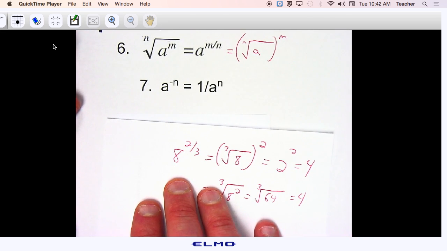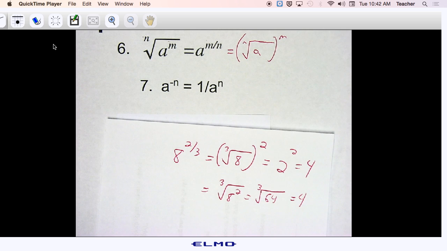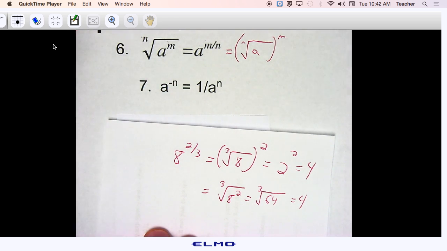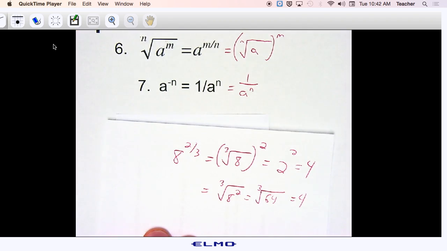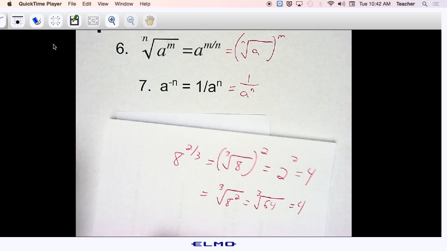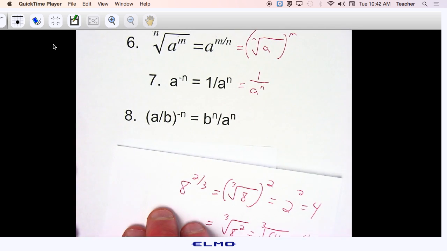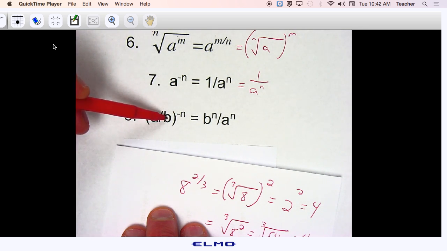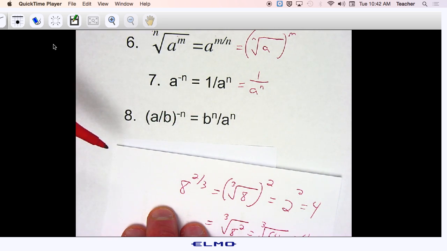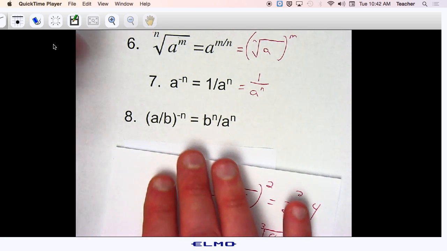Then we get into negative exponents. Negative exponents take the reciprocal of the base. And so a to the negative n is 1 over a to the n. It's a fraction with a to the n in the denominator. Number 8 is basically applying this to a fraction. And so if you have a fraction to a negative power, it flips the whole fraction over. So the b was in the denominator, now it's in the numerator. A was in the numerator, now in the denominator. They're both to the n power.